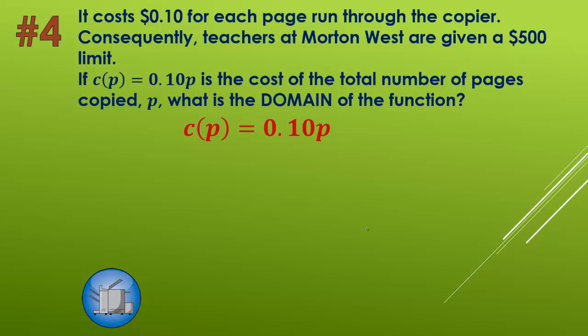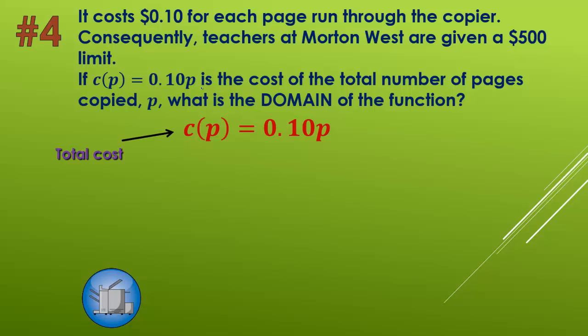All right, last problem. It costs 10 cents for each page run through the copier. Consequently, teachers in Morton West are given a $500 limit. So if C of P, or the total cost, equals 10 cents per page, 0.10 P, if that's the cost of the total number of pages copied, P, what is the domain?